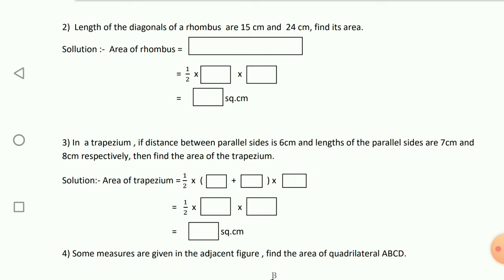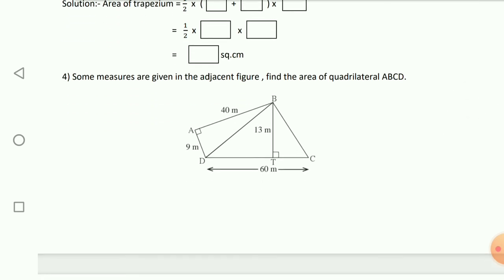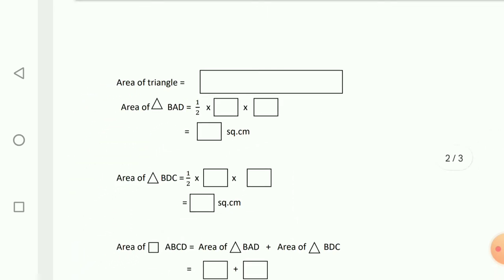Now, what do you mean by distance between parallel sides? It is the height. Length of parallel sides 7 and 8 means the sum of the lengths of parallel sides will be 7 plus 8. So accordingly, you have to substitute the values in the boxes and then find out the answer. You can expect your question paper will almost look like this, where you're going to fill in the boxes.